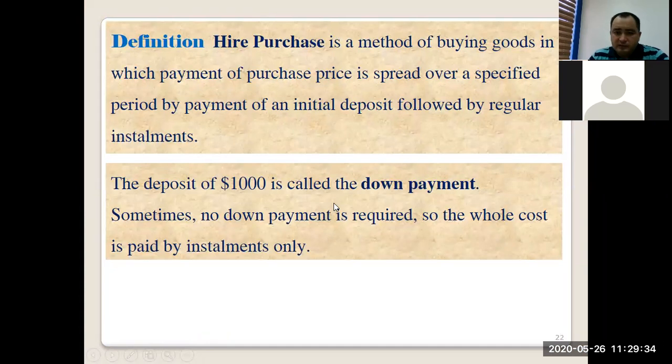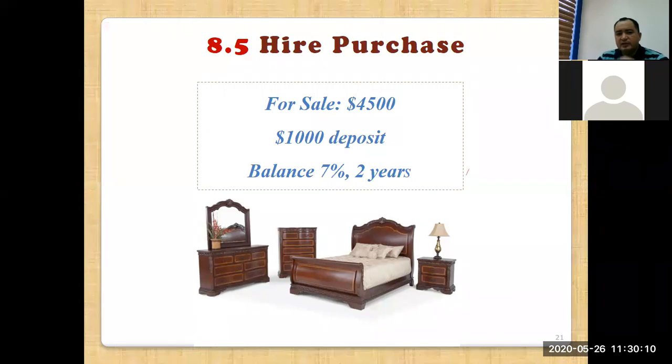Hire purchase is a method of buying goods in which payment of the purchase price is spread over a specified period, by payment of an initial deposit, that $1,000 was our deposit, followed by regular installments. Especially, we will learn how to find this regular installment. The deposit of $1,000 is called a down payment, or DP. Sometimes no down payment is required, so the whole cost is paid by installments only. I'll get back to this question again.